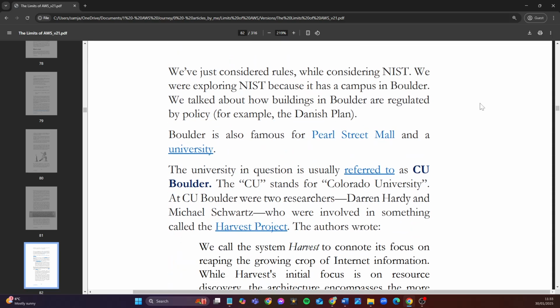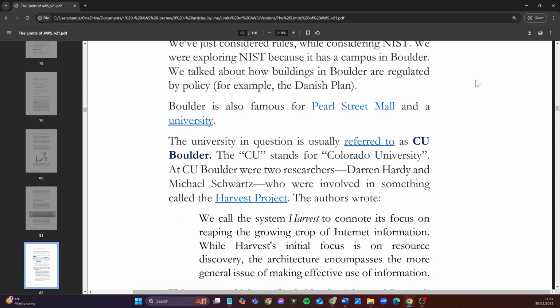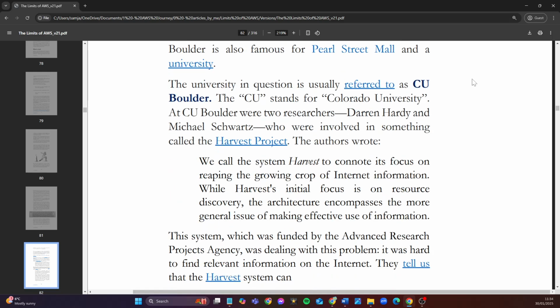We've just considered rules while considering NIST, the National Institute of Standards and Technology. We were exploring NIST because it has a campus in Boulder, and we talked about how buildings in Boulder are regulated by policy, for example the Danish Plan. Boulder is also famous for Pearl Street Mall and a university. The university in question is usually referred to as CU Boulder. The CU stands for Colorado University. At CU Boulder, there were two researchers, Darren Hardy and Michael Schwartz, and they were involved in something called the Harvest Project.